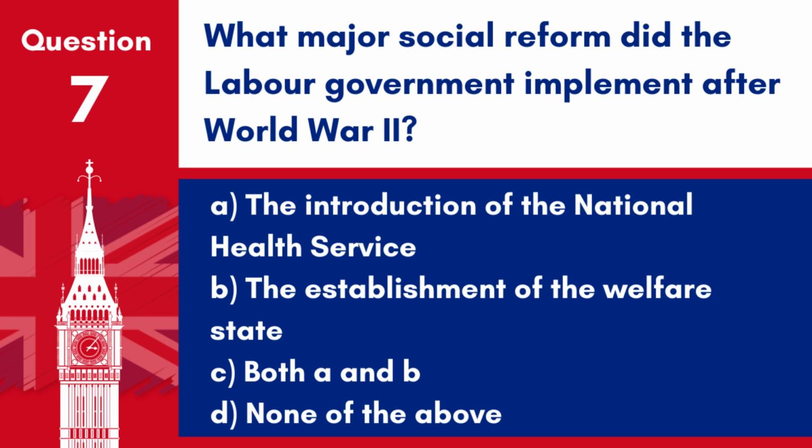Question 7. What major social reform did the Labour government implement after World War II? A. The introduction of the National Health Service, B. The establishment of the welfare state, C. Both A and B, D. None of the above. Answer: C. Both A and B. After World War II, the Labour government implemented major social reforms, including the introduction of the National Health Service and the establishment of the welfare state.